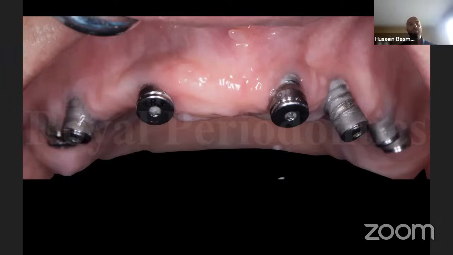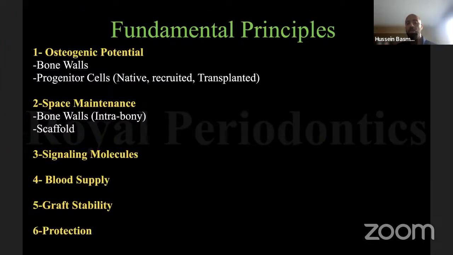In addition to other problems that could be related to prosthetics, the type of jaw we're dealing with, or the medical history, we have to understand the materials in order to be able to achieve long-term stability of our bone graft.